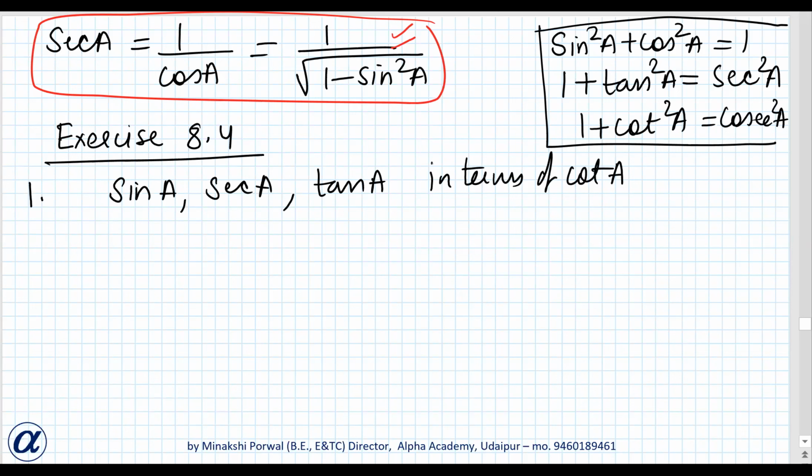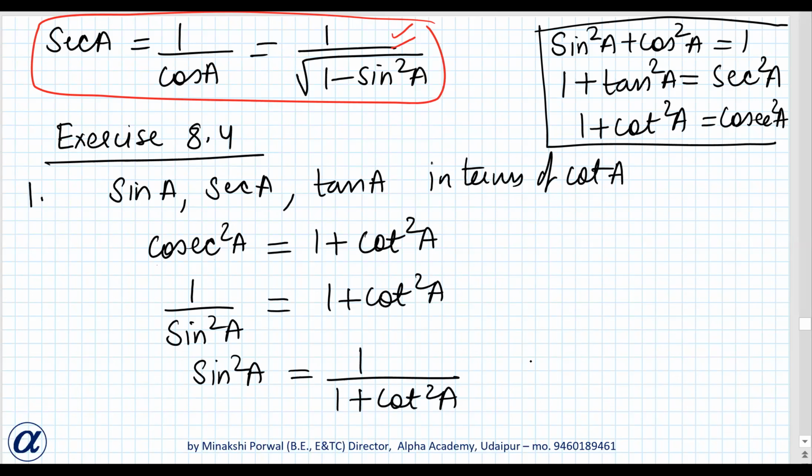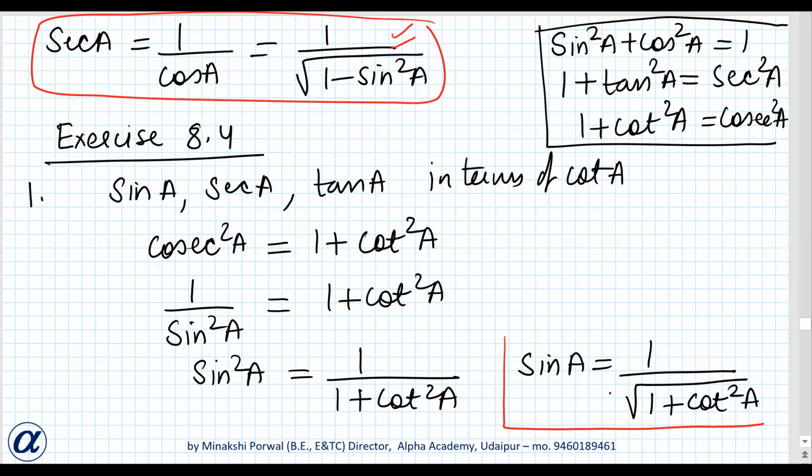So I'll first of all write this third identity, cosec square A equals 1 plus cot square A. I have to write sine in terms of cot, so cosec I can easily convert to sine. So I can write 1 by sine square A equals 1 plus cot square A, or sine square A equals 1 upon 1 plus cot square A, or sine A equals 1 upon under root of 1 plus cot square A. Okay, this is the first part, sine in terms of cot.